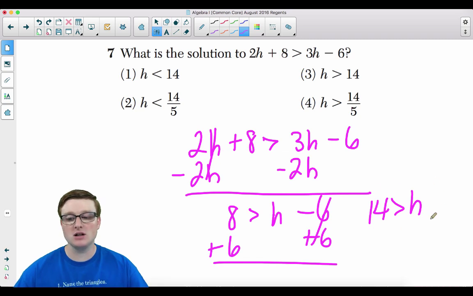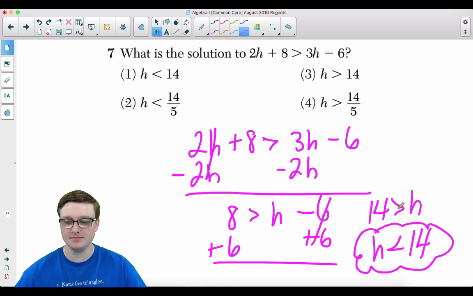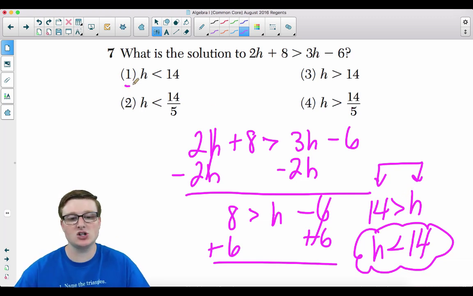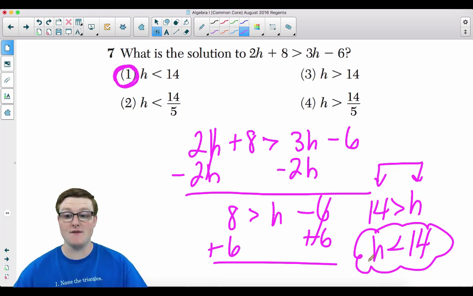You're probably not familiar with this way of writing it, but this is the same thing as saying h is less than the number 14. You just flip the order and you change the sign from whatever it is to its opposite. So that's going to be h is less than 14, and you only do that if it's in that form, because we normally see the variable before the number. All right, so that's your answer. H is less than 14.